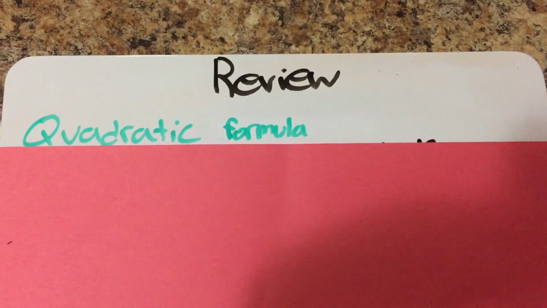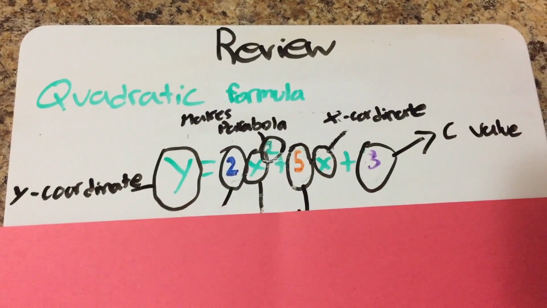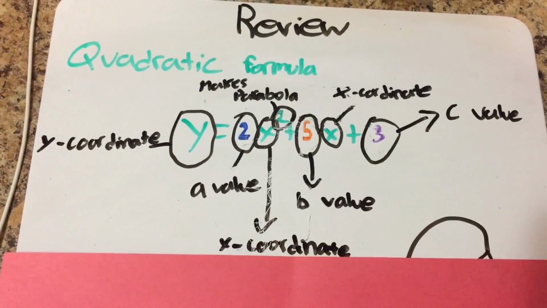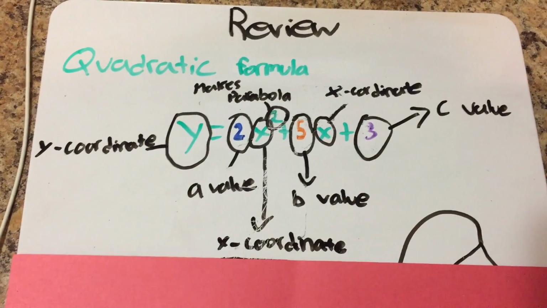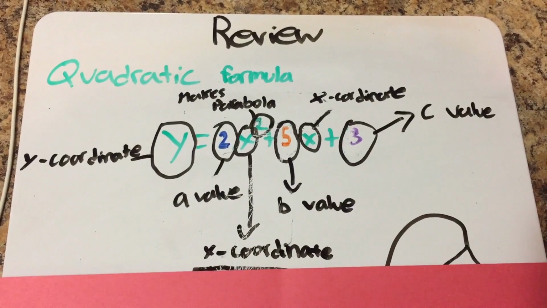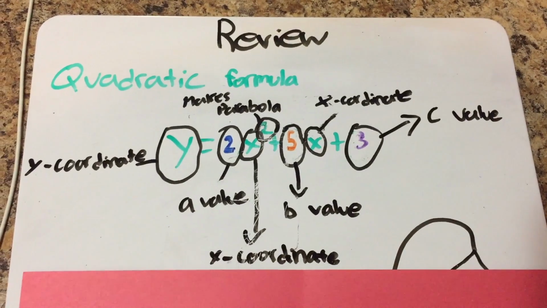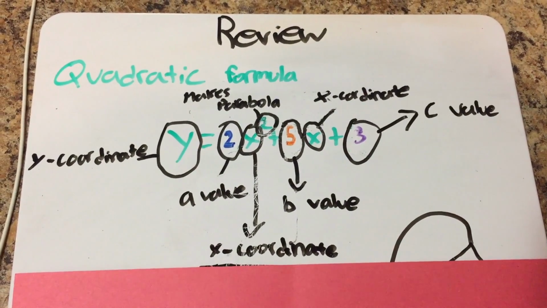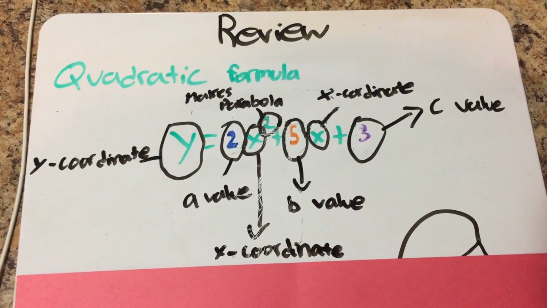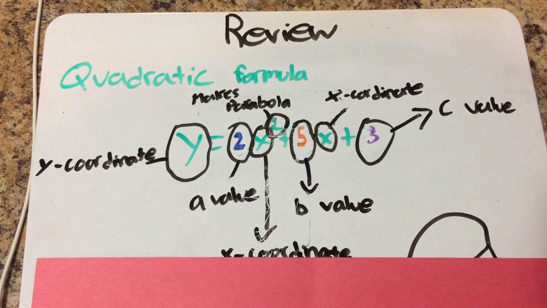Let's start by reviewing the quadratic formula. As we know, the quadratic equation is y equals ax squared plus bx plus c, where your y is your y coordinate, your 2 is your a value, your x is your x coordinate, the squared makes it a parabola, the 5 is your b value, the second x is also your x coordinate, and the 3 is the c value. So what you have to do is use these variables a, b, and c and plug them into the quadratic formula, which is negative b plus minus square root of b squared minus 4ac divided by 2a.